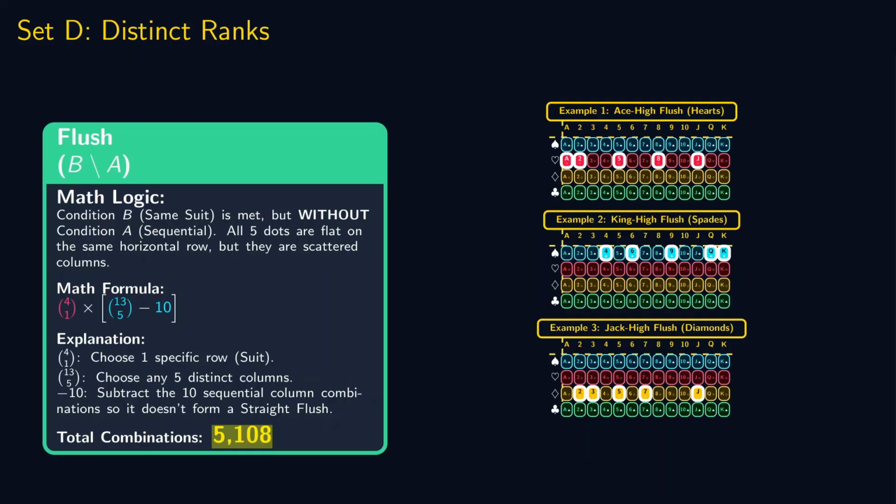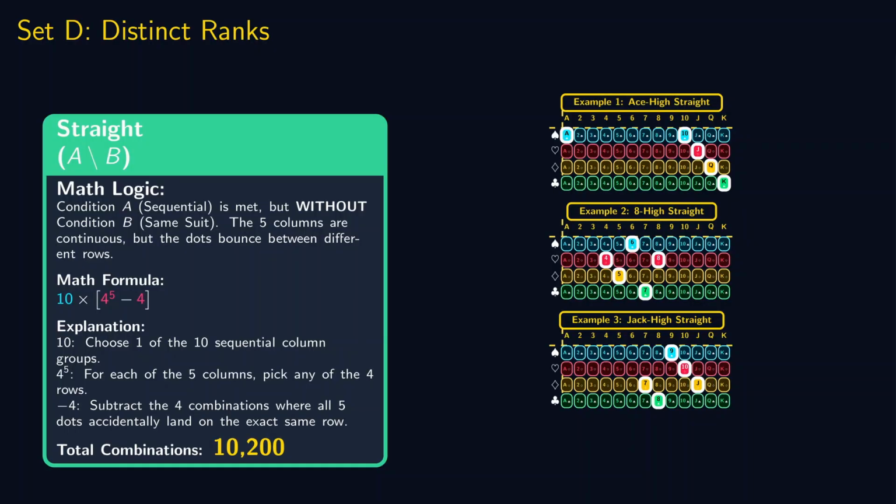Notice the logic of what we just did. We started with all possible 5-column combinations, removed the ones that would accidentally form a straight flush, and then multiplied by the 4 suit choices. The subtraction is the key move. It ensures our flush count and our straight flush count are cleanly separated with no overlap between them. We have now handled 2 of the 4 cases within set D. We counted the hands where both conditions are met, the straight flush. We counted the hands where only the suit condition is met, the flush.